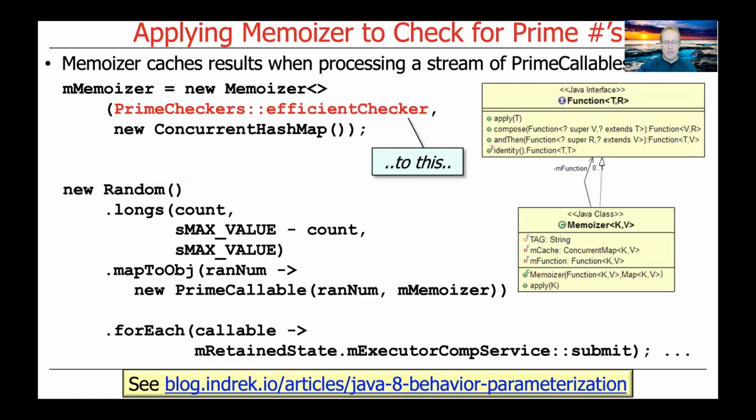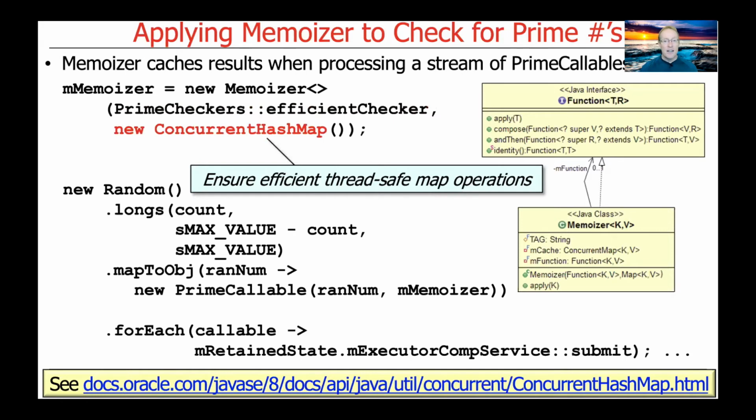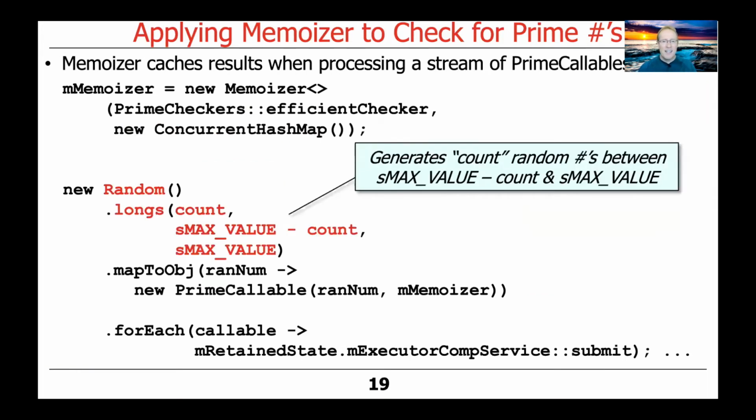And so it's as simple as going from brute force to efficient. Boom, we're up and going because of behavior parameterization. This particular implementation also uses a concurrent hash map, and that's just to make sure that we have efficient thread-safe map operations. Here's the main body of the main activity.